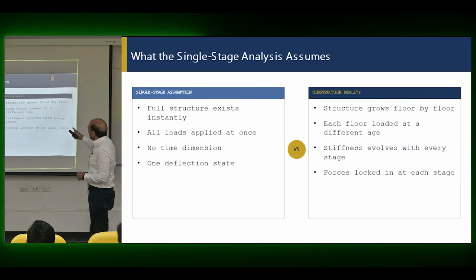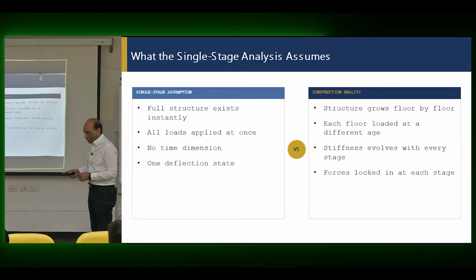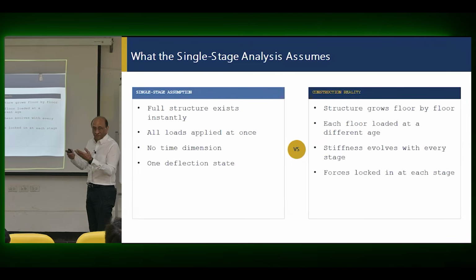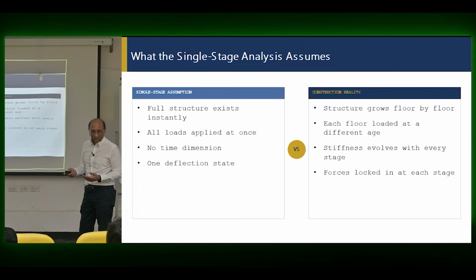And the structure grows floor by floor, and stiffness changes floor by floor. Stiffness is not the same. Today we have one stiffness, tomorrow we have a different stiffness because more members got added. Also, some members got removed. Formwork got removed. What about that? Because formwork adds temporary stiffness and then it's gone.